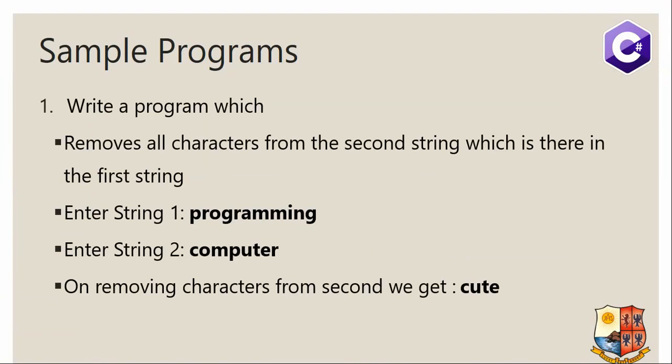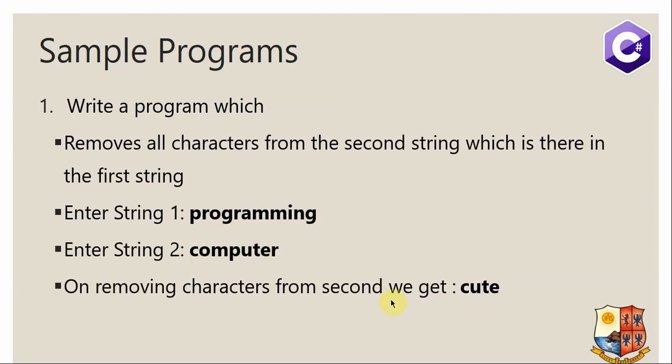For example, I take every word from the second character, C. I search if it is there in the first string. If it is not there, I'll add it to the output. Then O, it is there, so ignore it. M, it is there, ignore it. P, it is there, ignore it. U, it is not there, add it. T, it is not there, add it. E, it is not there, added. So this is the logic which we are going to follow.